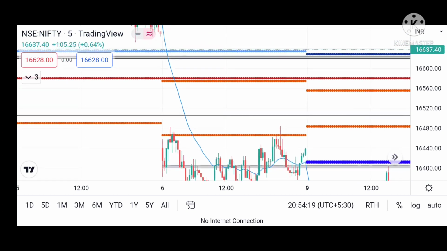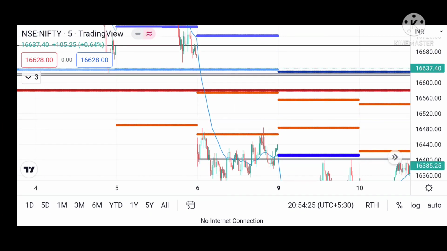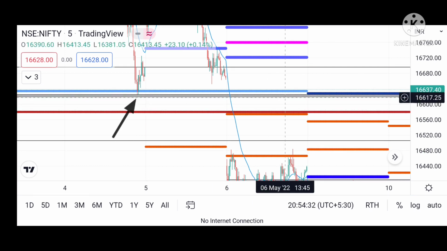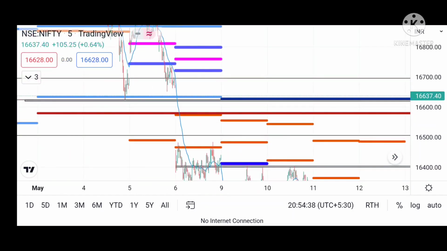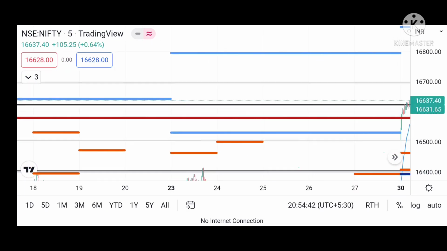Whenever you see a gap up or gap down opening, you have to mark the gap up and gap down level, because these levels act as strong support and resistance for the next day or for the future. So this is the level which is the gap up level, and I have marked this level. After 4th of May the market hasn't reached this level. You can see here that till 30th of May the market hasn't retested the level. The level is still a virgin level.